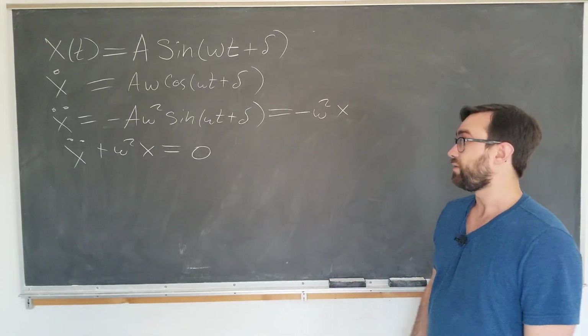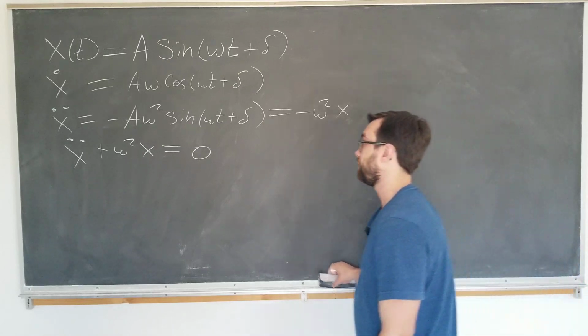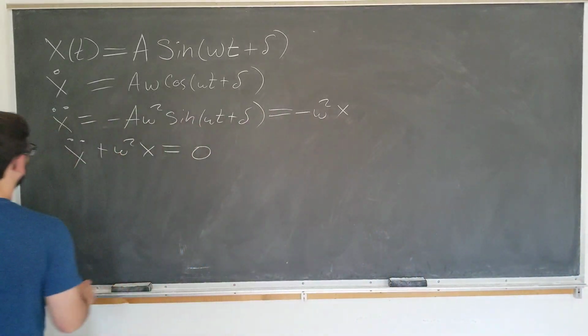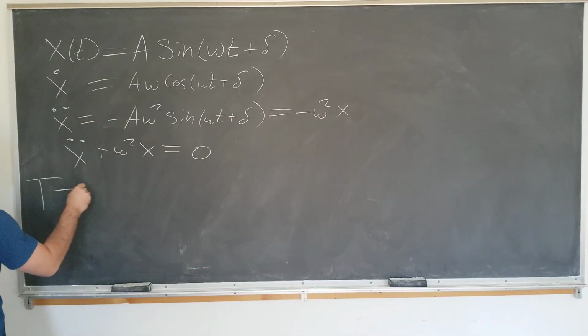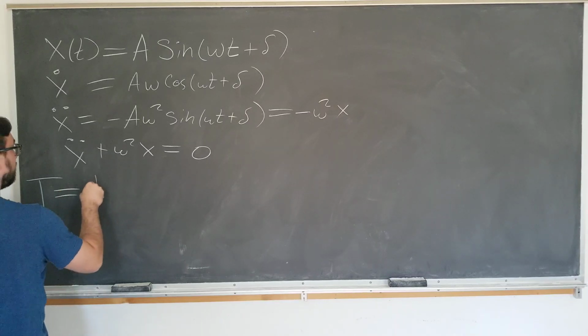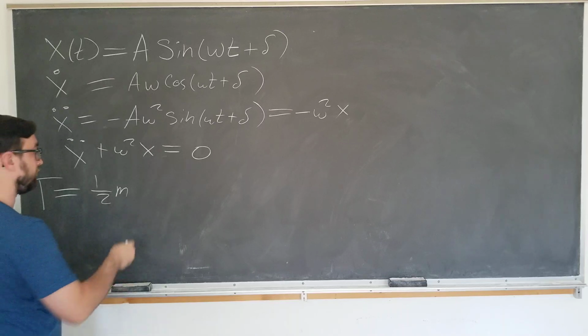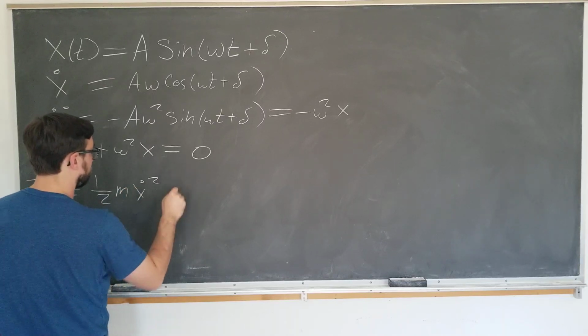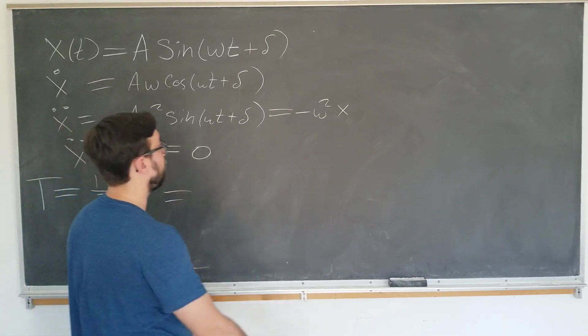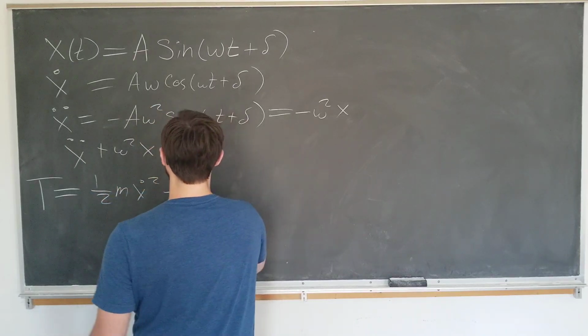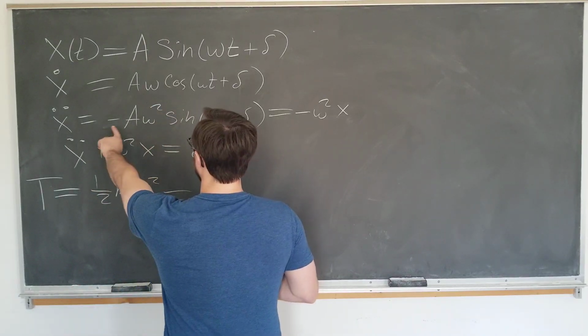Why are we taking derivatives though? Well, we're taking derivatives because the kinetic energy is going to be 1/2 mv squared, the velocity, which we write here as x dot, squared. And we know this to be, let's see, we need this one here.